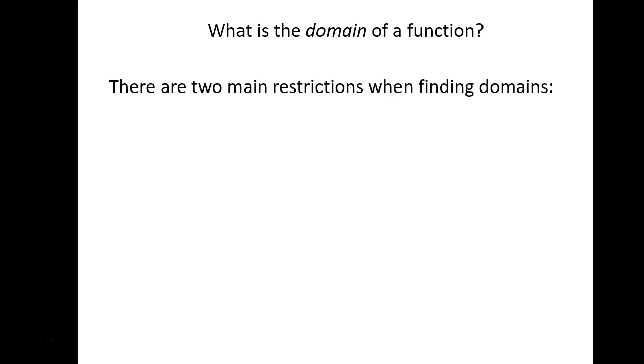There's two main things that you have to watch out for when you're looking for domain. Two main restrictions that you need to be aware of. Make sure you write these down. First is that you cannot have a 0 in a denominator. So remember, you can never divide by 0. So any number that would make a denominator a 0, you would leave out of your domain.